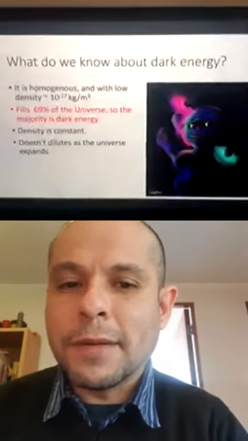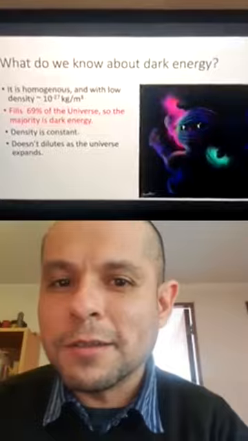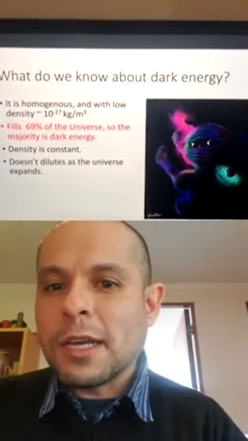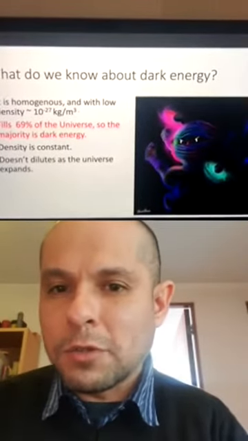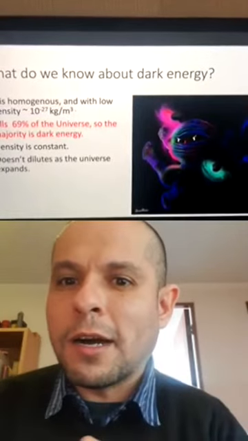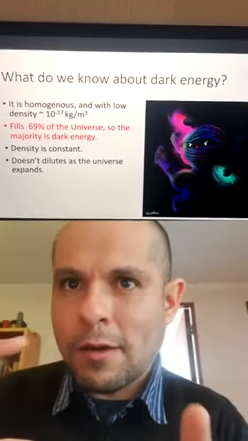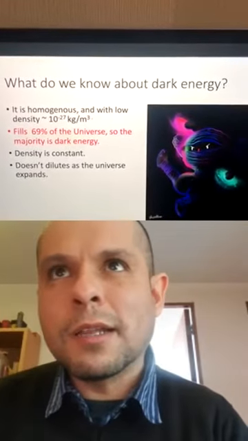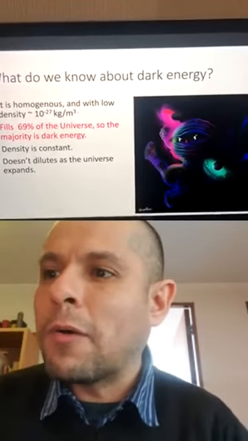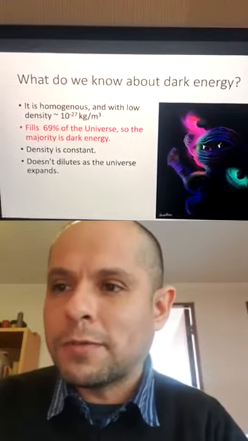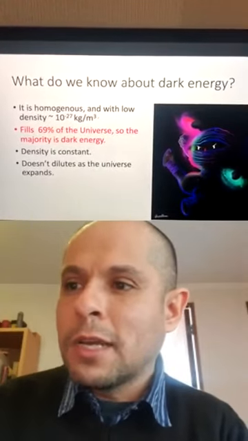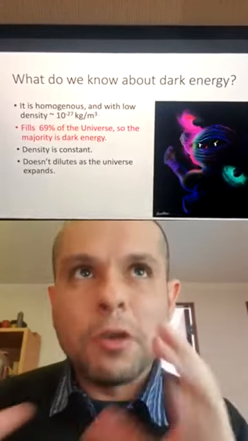Here you have the ninja of the dark energy, because we don't know what it is, and we never see it coming, but it is there. And it's very homogeneous and of very, very low density. Basically, if you take a cubic meter of space in the universe, it would be filled by only 10 to the power of minus 27 kilograms of dark energy. That's very, very low. But it fills 69% of the universe. So the majority of the universe is made of this.